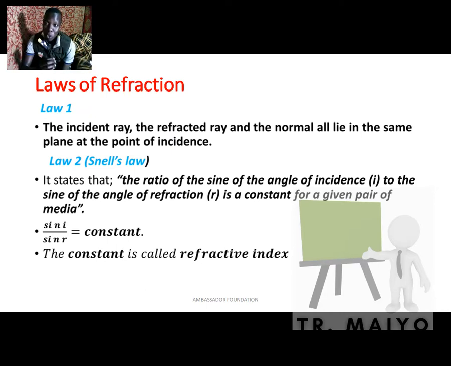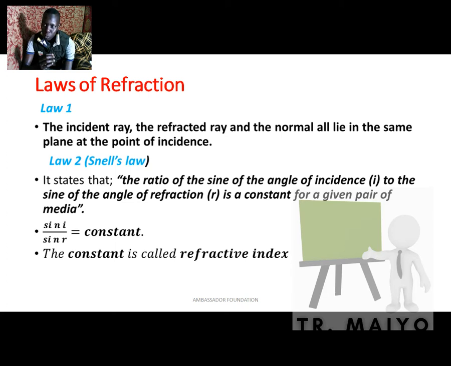This is another main objective of this lesson: laws of refraction. Is there a difference between a law and a principle? Anyway, find it out. The incident ray, the refracted ray, and the normal line all lie in the same plane at the point of incidence. That one is also applied in reflection of light. So you just need to change the word refracted to reflected.